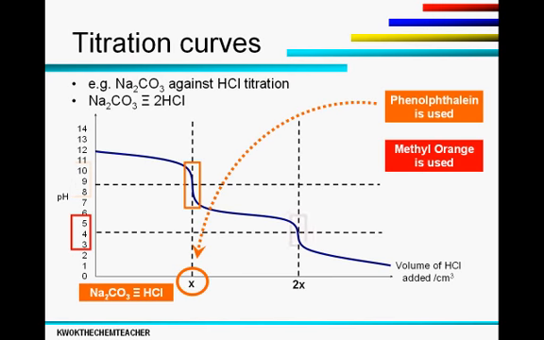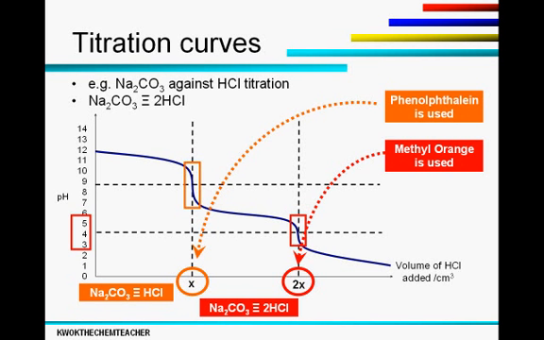When methyl orange is used, its working pH is between 3 and 5, and that coincides with the second equivalence point of sodium carbonate. Hence, 1 mole of sodium carbonate will react with 2 moles of hydrochloric acid. Therefore, when we use phenolphthalein and methyl orange as indicators, we will obtain different volumes of HCl at the end.